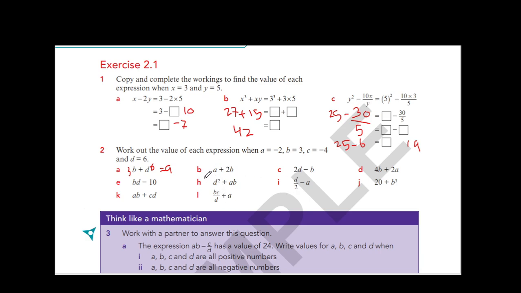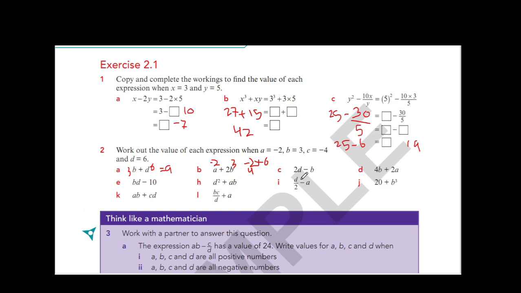Okay, part B. The value of a is minus 2, plus 2 into b. The value of b is 3. First we will multiply 2 into 3, that will make minus 2 plus 6. So we have different signs. Whenever we have different signs, we will subtract, and take the sign of the bigger value, which is 6. So the answer of part B will be 4.